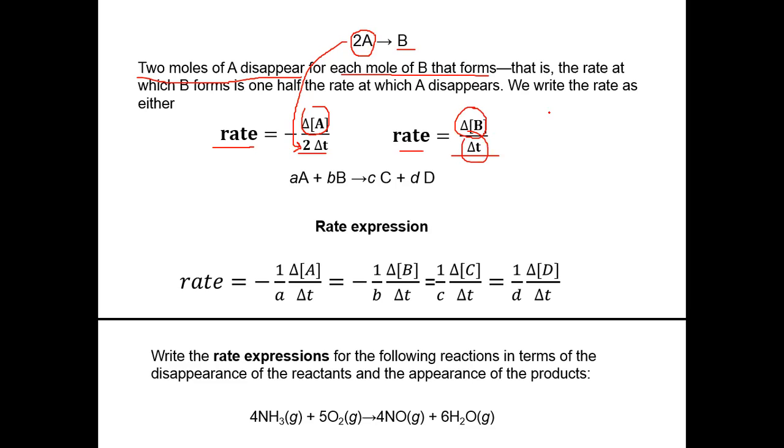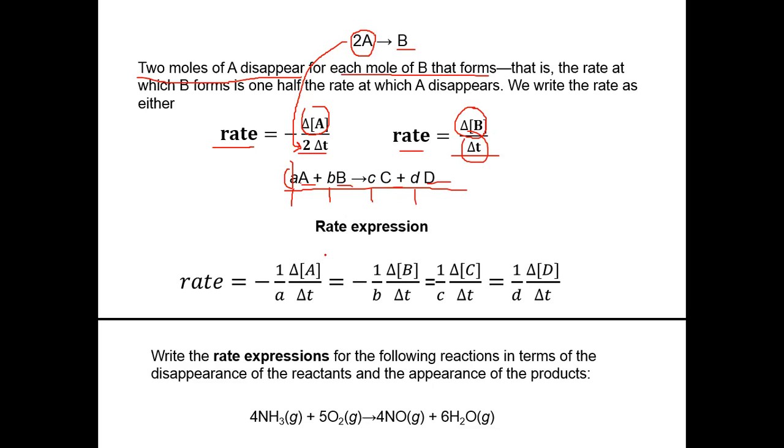Now, say we have an equation like this. We have small a A, small b B, small c C, small d D. Capital A, B, C, D are the chemicals, and small a, small b, small c, small d are the coefficients.